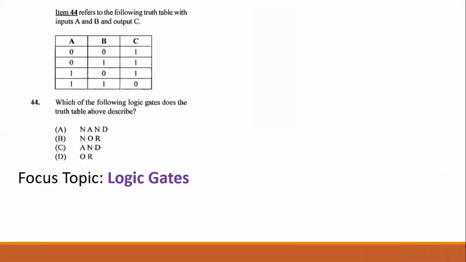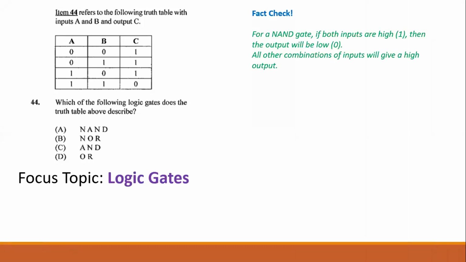Number 44, right, we have a truth table for a gate that has two inputs A and B, and the output is C. Now, based on this, we can see that the only time that we have a low output is if both inputs are high, and that corresponds to the NAND gate, and then all other combinations will give a high output. So that's option A.